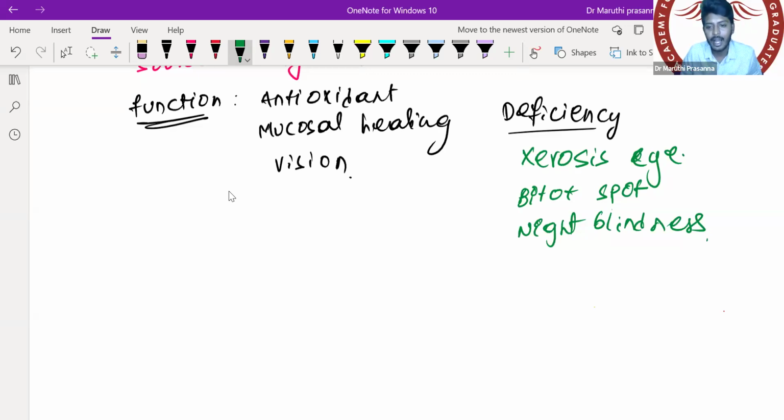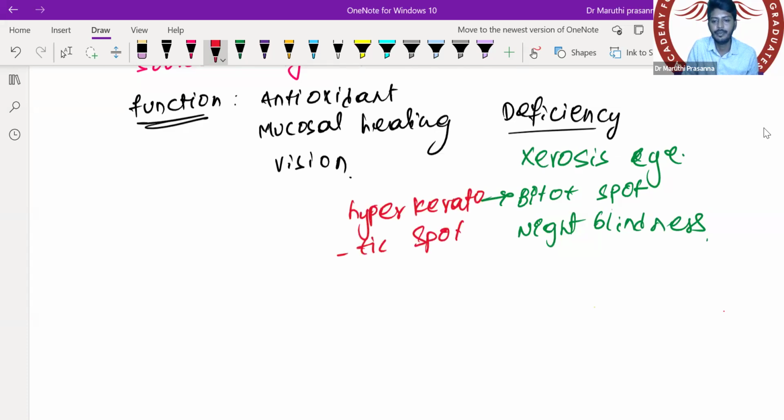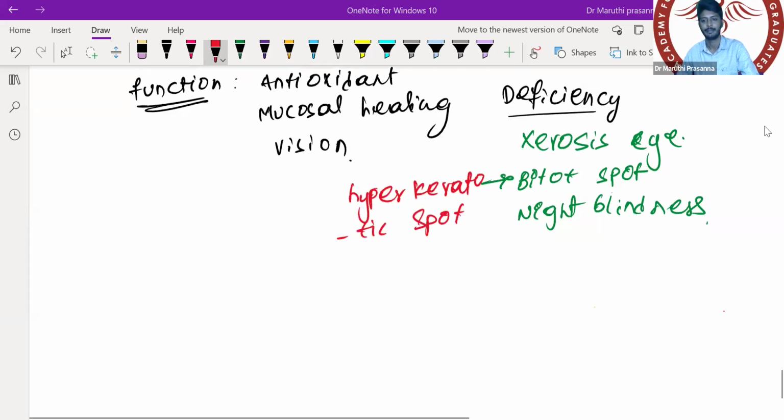Xerosis of the eye, Bitot's spot. They will ask you what is Bitot's spot. What is Bitot's spot made out of? What is it made of? Come on, everybody. Very good. That is keratin spot or hyperkeratotic spot. Hyperkeratotic spot. Keratotic spot. Okay. Hyperkeratotic spot is the most important thing. Bitot's spot is made out of keratin.